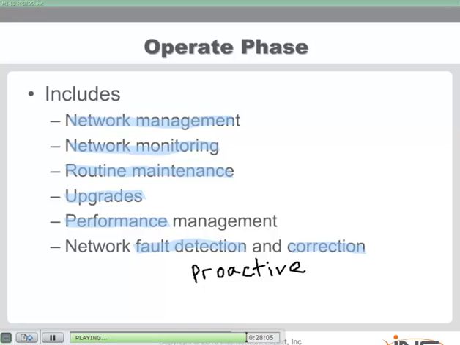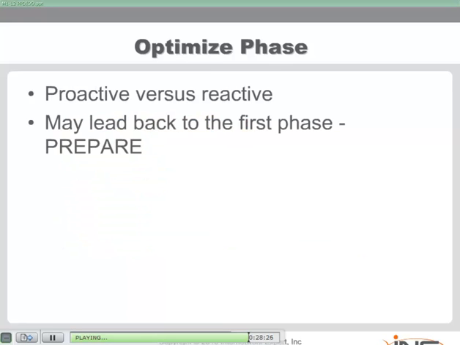A great example I gave earlier in the course was seeing that a WAN link is starting to have that sustained 70% or greater utilization. If you can proactively catch that before it becomes a major problem on the network, you're really, really doing a great job when you're operating your network.